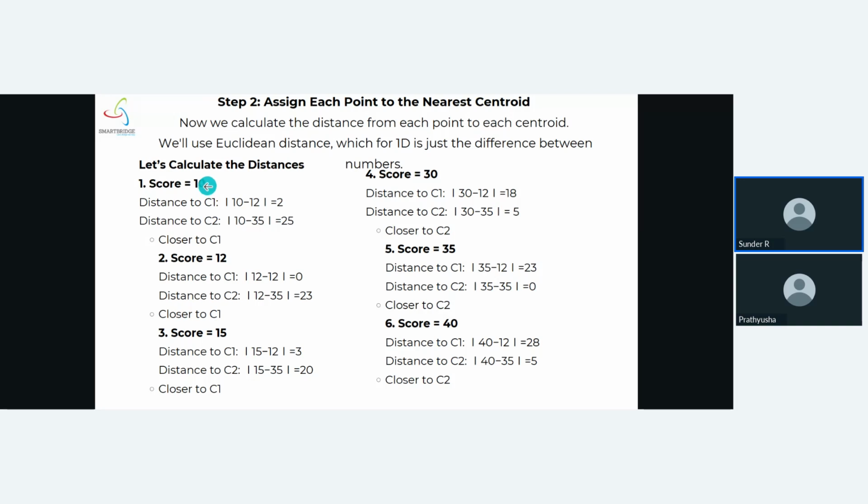So is 10 close to 2 or 25? It is closer to 2, right? Because 10 is very close to 2, isn't it? So in this case, this data point can be put into the cluster of C1. Is it clear?